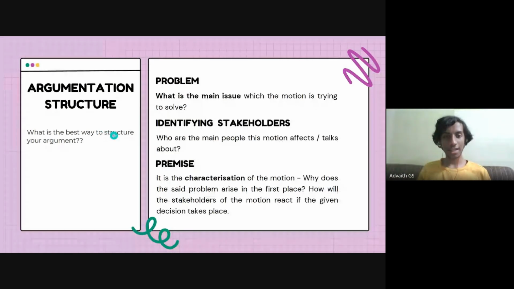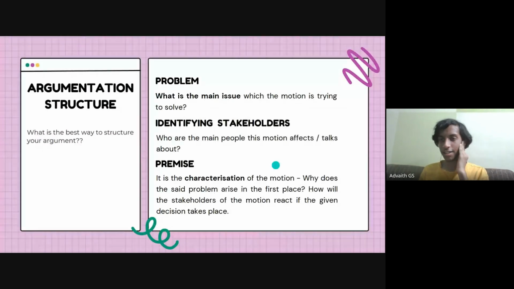Let me take the example of capital punishment. I hope everybody understood death penalty and capital punishment, by the way. I'll type the motion in the chat box.